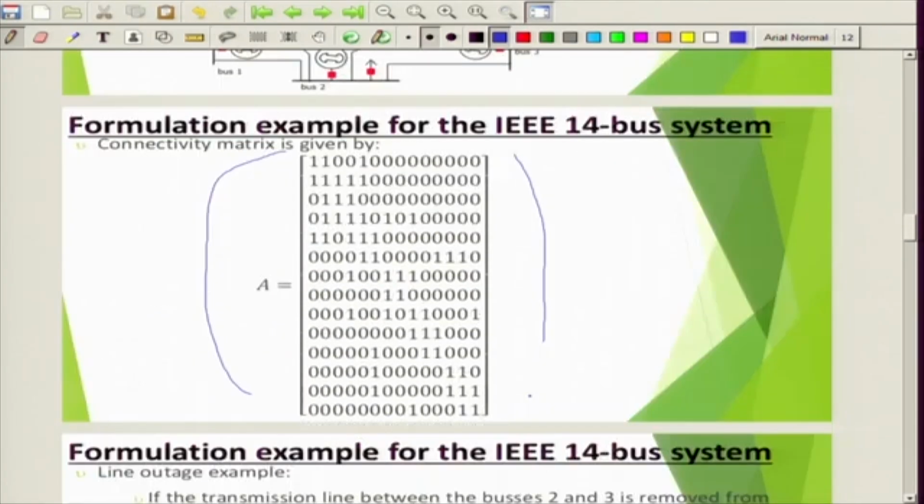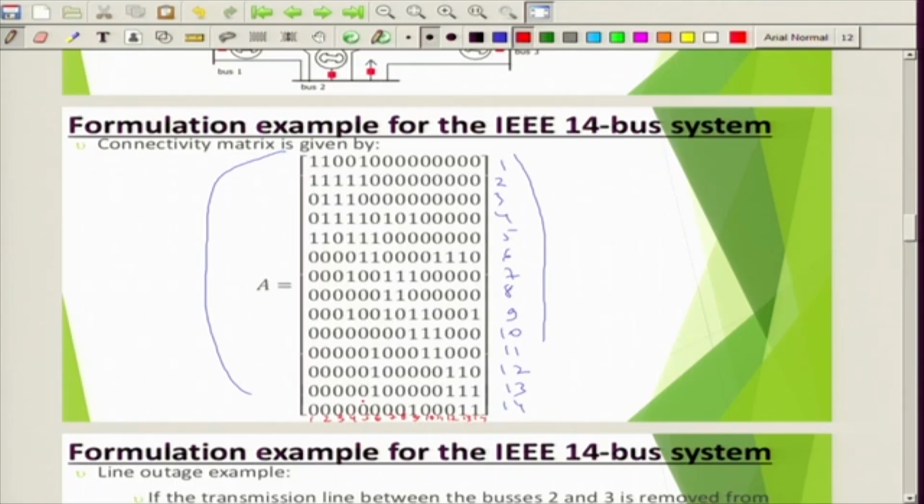So, let us say this is a 14 bus system. So, 1, 2, 3, 4, 5, 6, 7, 8, 9, 10, 11, 12, 13, 14. So, 14 rows are there, and if you observe here, there will be 14 entries again here, 1, 2, 3, 4, 5, 6, 7, 8, 9, 10, 11, 12, 13, 14. So, there will be 14 entries, 14 by 14.